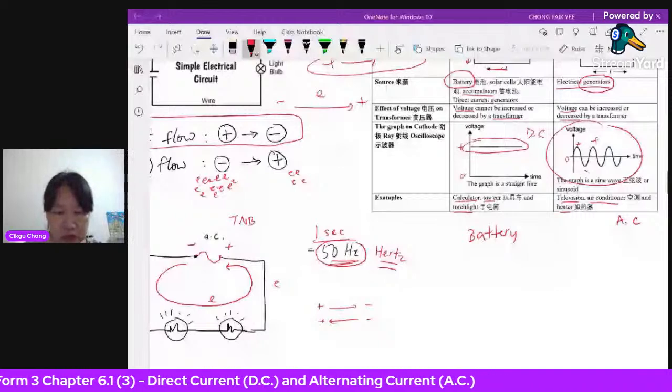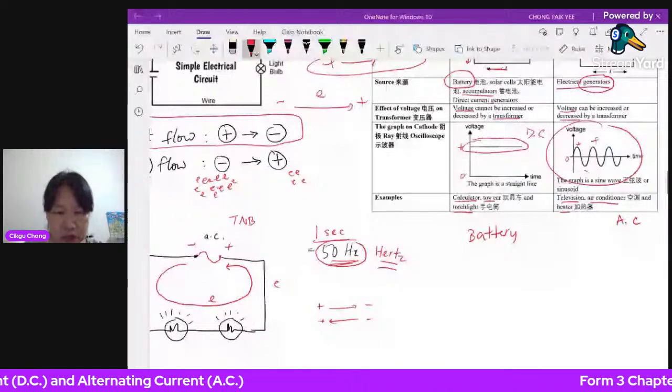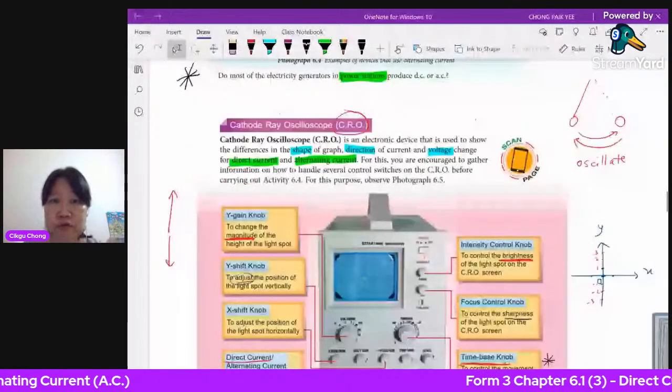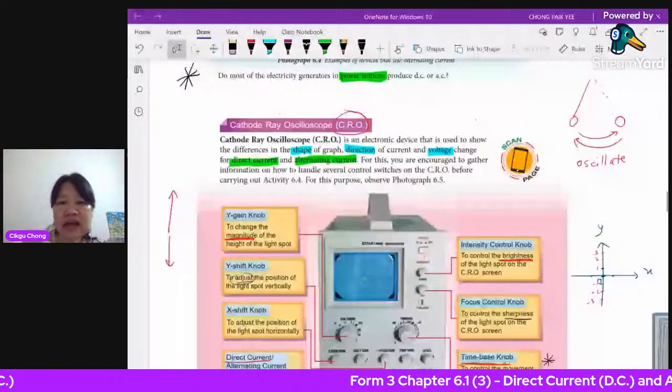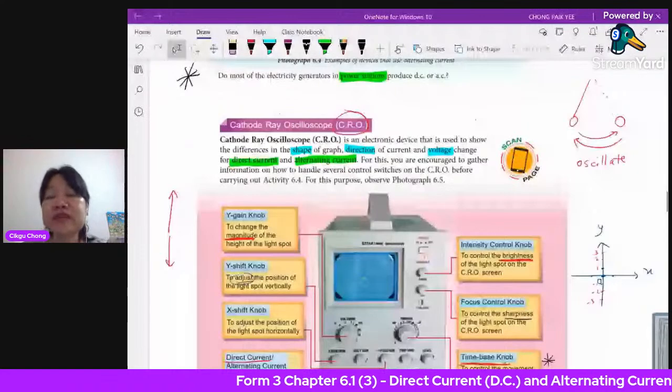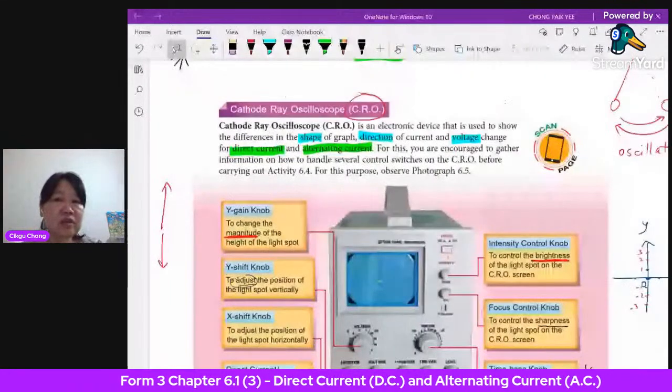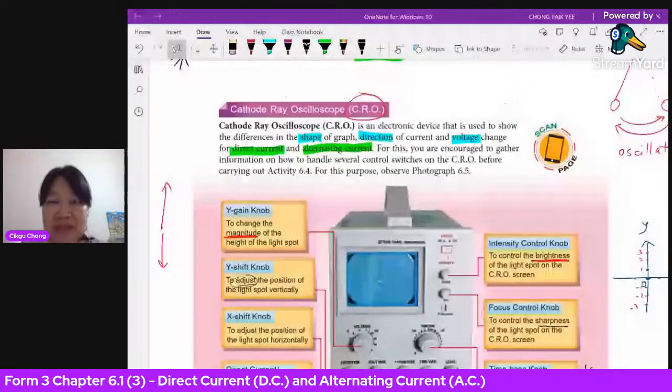This machine is called a Cathode Ray Oscilloscope, CRO for short. I'm sure you've seen a lot of movies, where the hero or the heroine is lying on the hospital bed.